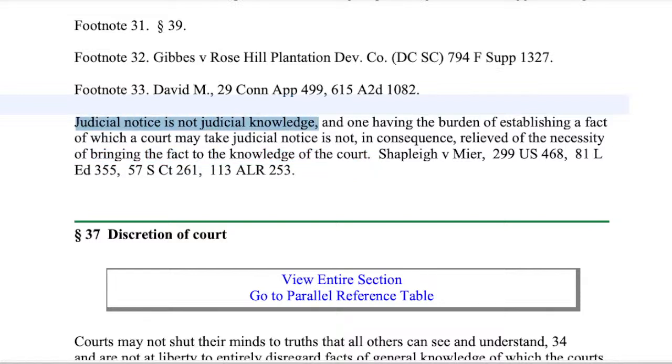Judicial notice is not judicial knowledge. Interesting. So one having the burden of establishing a fact of which a court may take judicial notice is not, in consequence, relieved of the necessity of bringing the fact to the knowledge of the court. So it's not enough to just have judicial notice. You also have to bring the fact to the knowledge of the court. So it's judicial notice and judicial knowledge. Judicial notice is the explanation or stating of the facts, and bringing that fact to the knowledge of the court is what we're going to get into here.